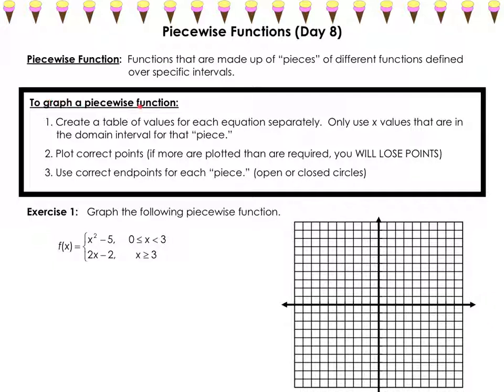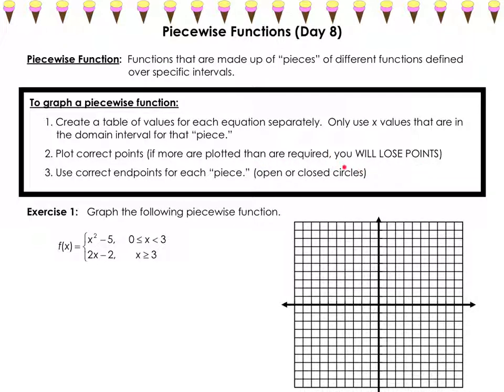So how do you graph a piecewise function? First, we're going to need to create a table of values for each equation separately. We only use the x values that are in the domain interval for that piece. Second, we plot the correct points. And if more are plotted than are required, you will lose points.